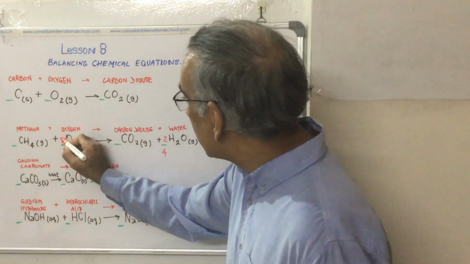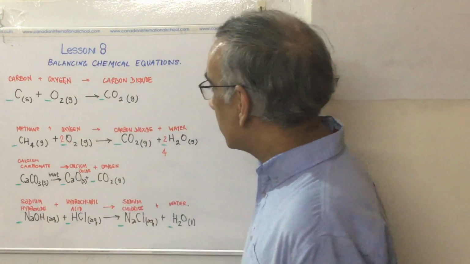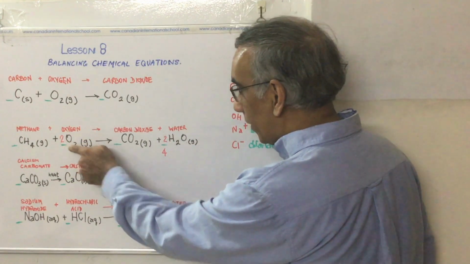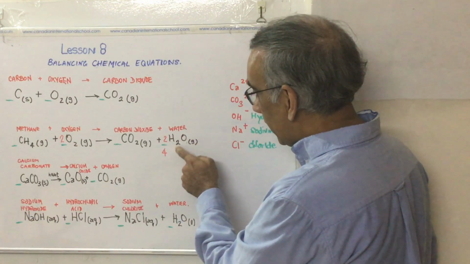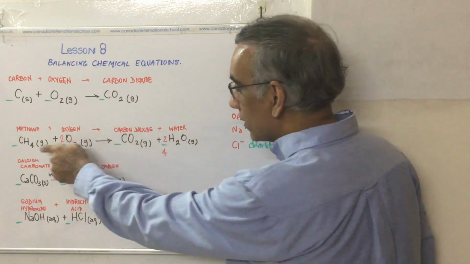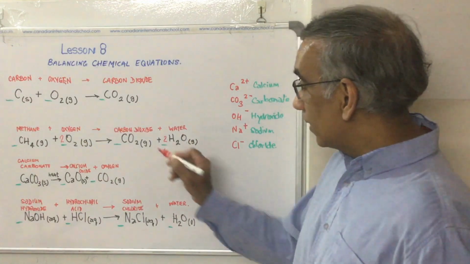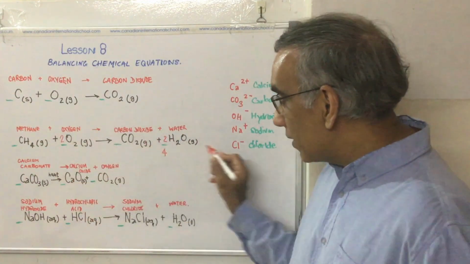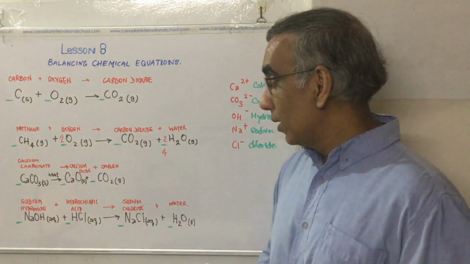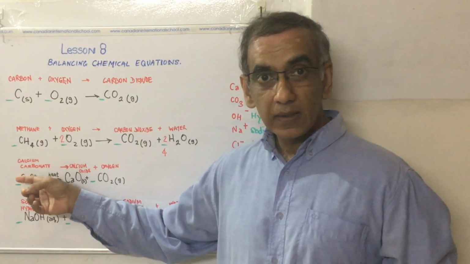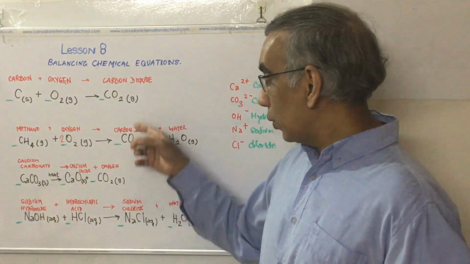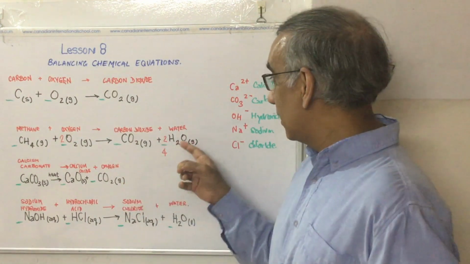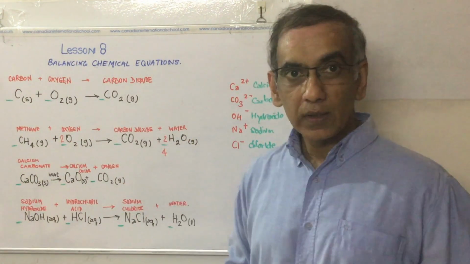So we've got to balance on this side. And we are allowed to add a 2 here. So oxygens have balanced, 2 plus 2, that's 4. Hydrogens have balanced, 4 hydrogens, 4 hydrogens. And carbons have balanced. So the balanced equation here says that 1 mole of methane gas burns with 2 moles of oxygen to produce 1 mole of carbon dioxide and 2 moles of water.